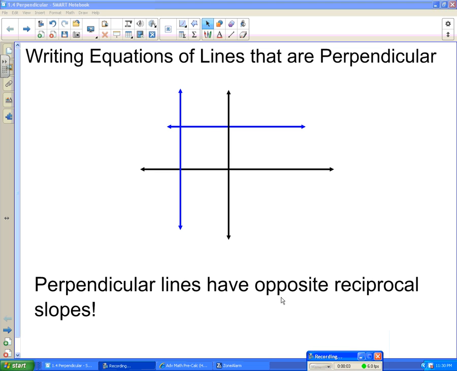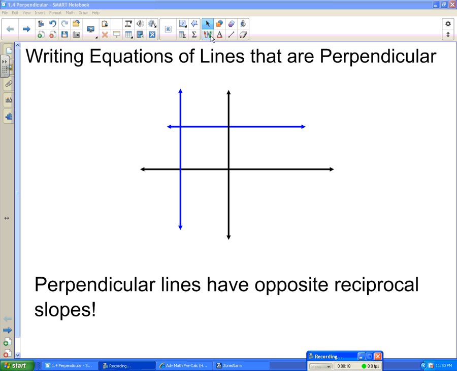Today we're going to talk about how to write the equation of a line that's perpendicular to a given line. And here I have two lines that are perpendicular. Now notice that these lines do not have the same slope like they did for parallel. Here, perpendicular lines, the slopes are going to be opposite reciprocals.